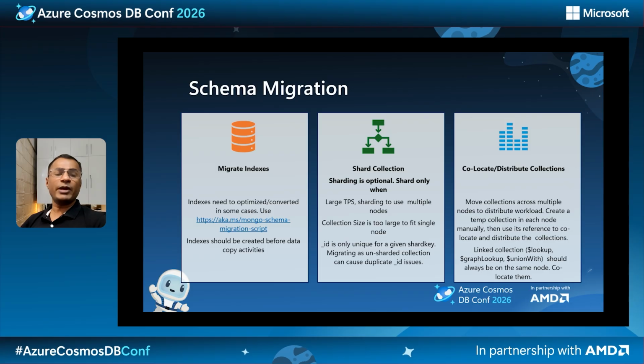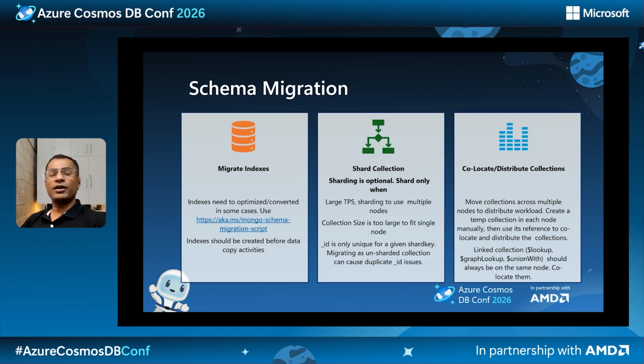We have a schema migration script which will automatically read the source schema and copy the schema to the destination. You may also want to customize some indexes if you want to. A good practice is always to create the indexes before the data copy activities so that you have very clear timelines on how much time the migration is going to take. Sharding is optional.